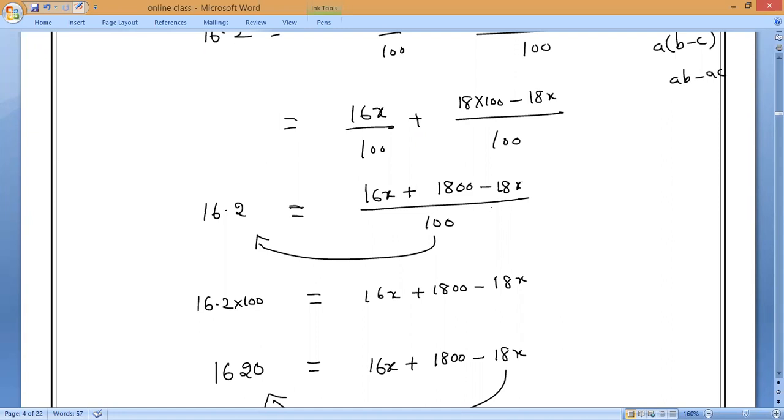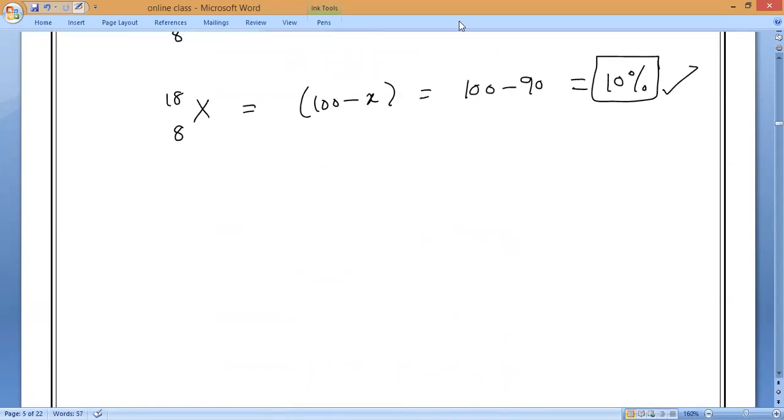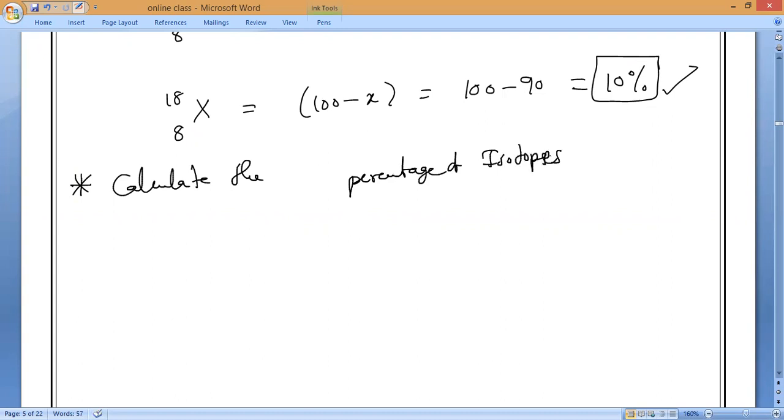Right, calculate the percentage of isotopes. Similar question. You have to do it. Calculate the percentage of isotopes. Isotopes of copper: copper 63 and copper 65. Clear? Of copper.